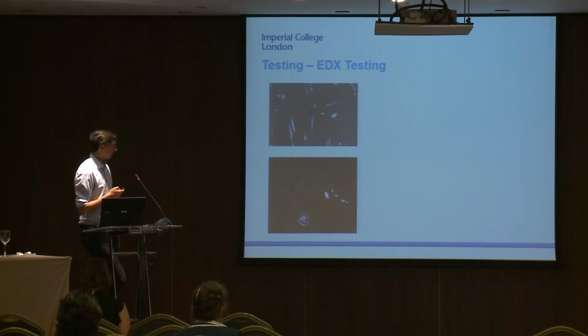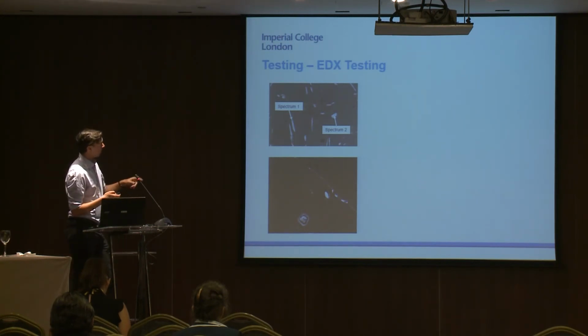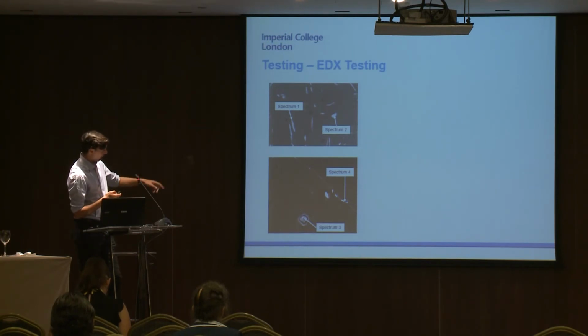And then the highlight is EDX testing, where we're looking at point compositions. Sorry I don't have the scale bars for this, but if you imagine the scale bar there is at about 200 micrometers. We've got spectrum 1 and spectrum 2, looking at probably those cementite regions, then spectrum 3 and spectrum 4. You can see that line across there, that's looking at a grain boundary. And then there's a big second phase particle there, spectrum 3.